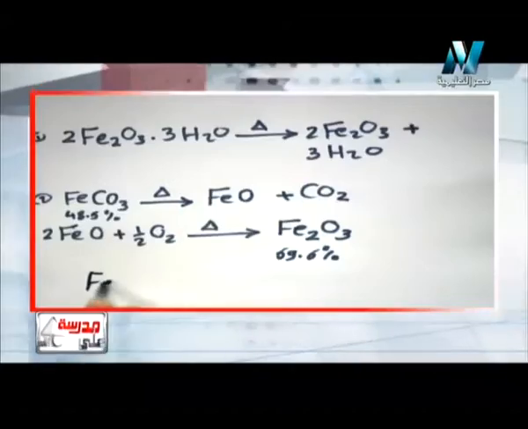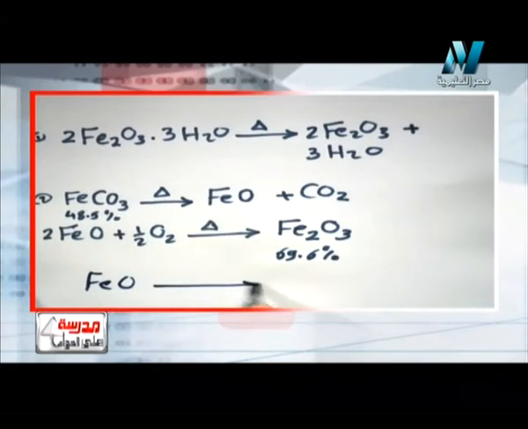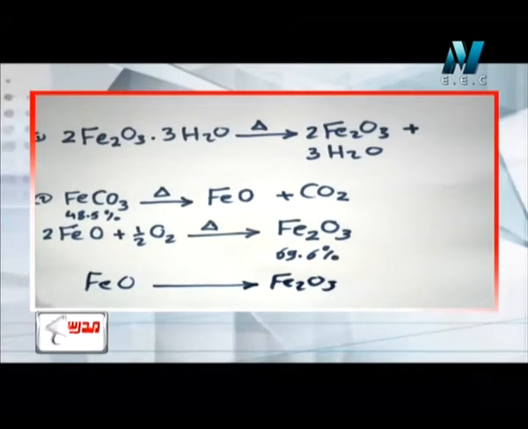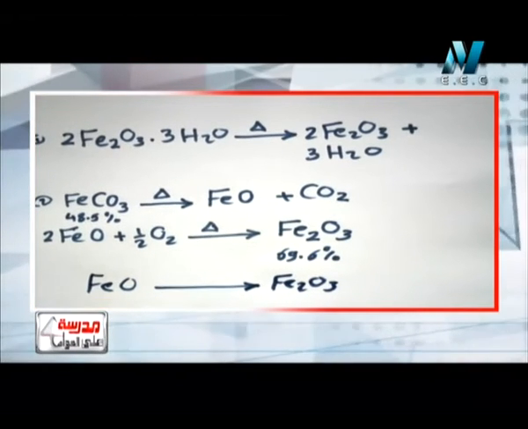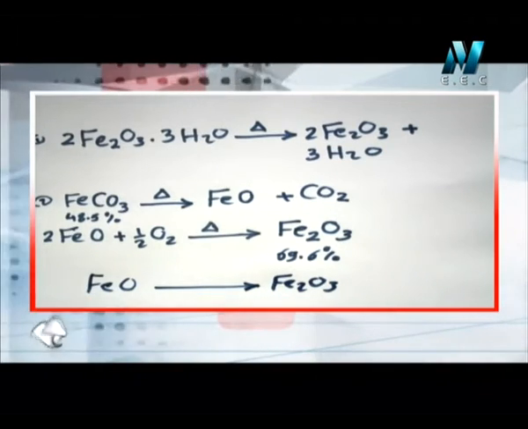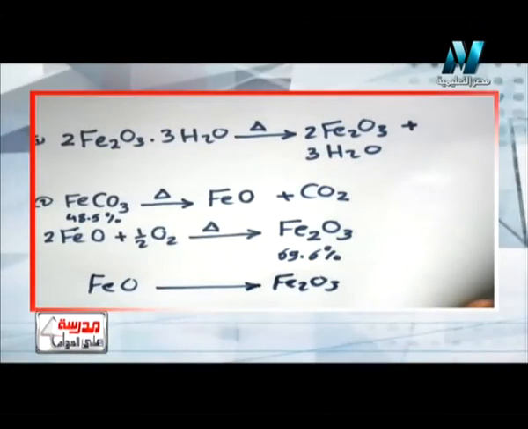Sorry for the interruption, teacher, but it's a very important question. As we know, iron 3 oxide is more stable than iron 2 oxide. So FeO will convert into Fe2O3 to be more stable. Iron 2 has 6 electrons in the d sublevel, while iron 3 has 5 electrons, which is more stable. So at the end, the iron 2 oxide or FeCO3 is converted into Fe2O3.